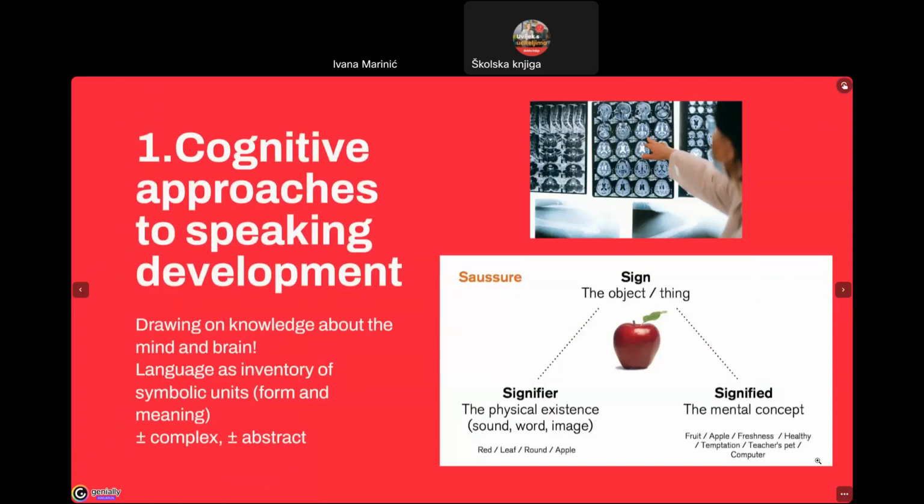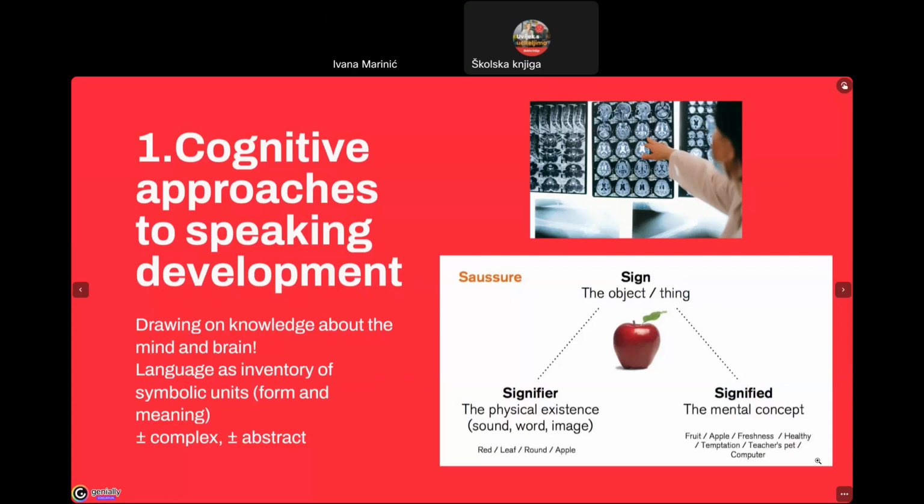The very word cognitive means that they draw on knowledge about the mind and brain. So language is not the only cognitive ability that we have, which means that it's immersed in other cognitive abilities. And in cognitive approaches, people study what happens in our brain when we speak. Language is seen as an inventory of symbolic units that consist of some kind of form, which can be phonological form, something you hear, or words, something you see, or the physical existence, or the mental image of what it is, and the meaning of that word.